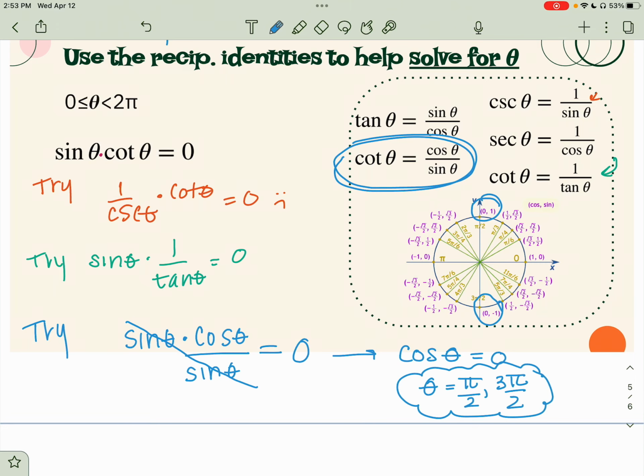Okay, so what happened? Let's just walk through it. Sine times cotangent. I didn't know what to do. So I started just making substitutions, and I thought, what do I know? What can I substitute? I know that sine is 1 over cosecant, gave me nothing. I know that cotangent is 1 over tangent, gave me nothing. But I had a different idea. I used the fact that cotangent is cosine theta over sine theta and made that substitution, and that worked for me. Okay, so you might get some false starts.